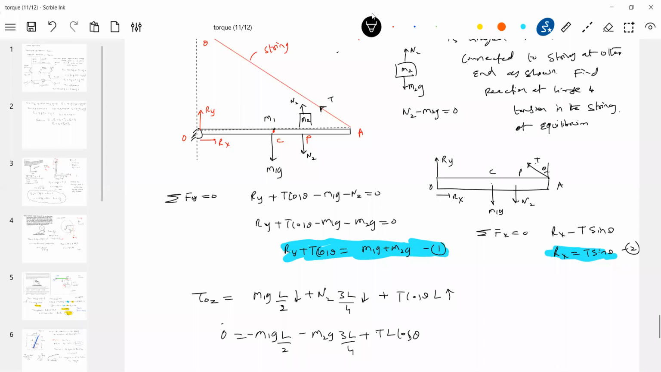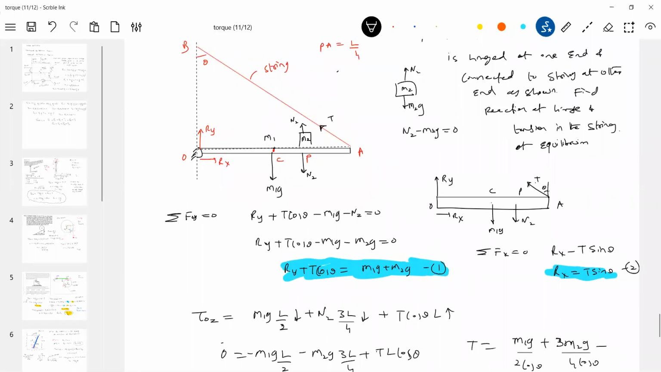That value of T will be substituted, and you'll get Rx. This will be M1G by 2 plus, cos theta is needed. This value of T is put in equation 2 and equation 1, and we will get Rx and Ry.